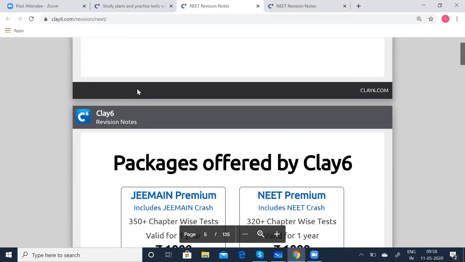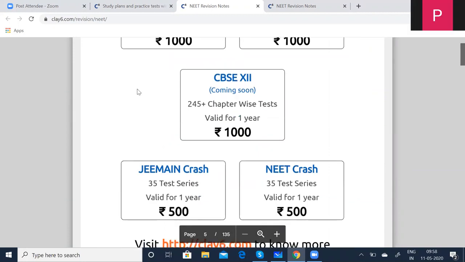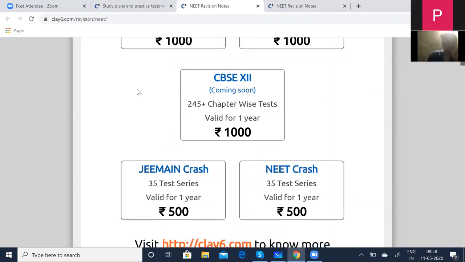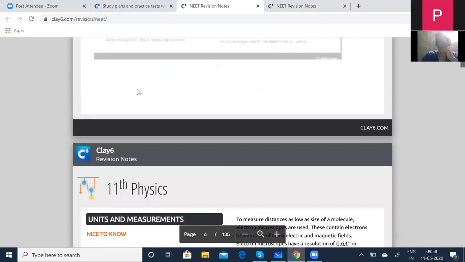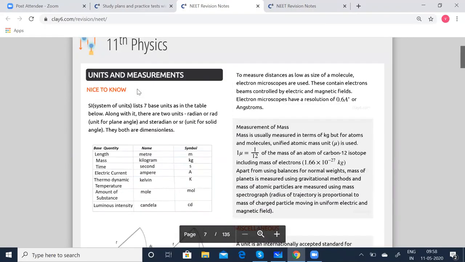You can quickly go through this. Once you are done with this, you can get very good results. So this is how it goes. We have started right from units and measurements to all the chapters, including the 11th and the 12th for all three, that is physics, chemistry and biology.